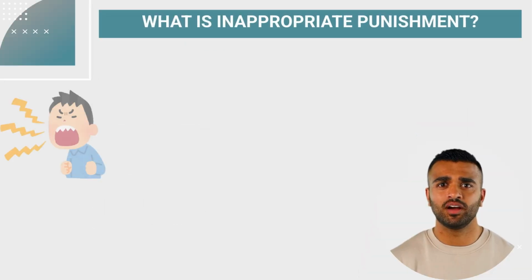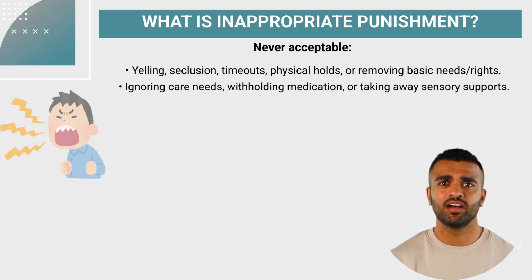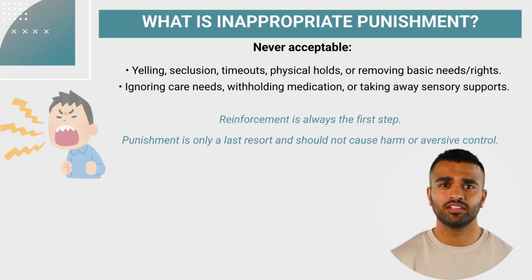What is inappropriate punishment? It is not okay to use punishment to cause harm or aversive control to a learner. Forms of punishment such as raising our voices at a learner are not okay. We cannot place our learners on timeout, in seclusion, in holds, or take away any of their rights or needs. Reinforcement is always the first step. Punishment is only a last resort and should not cause harm or aversive control.